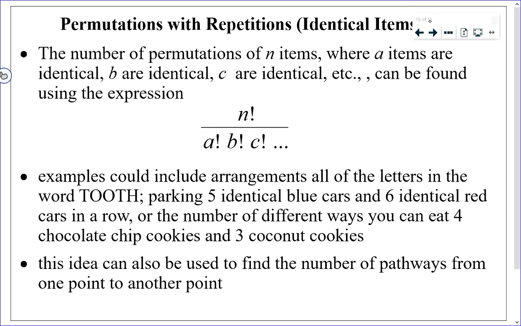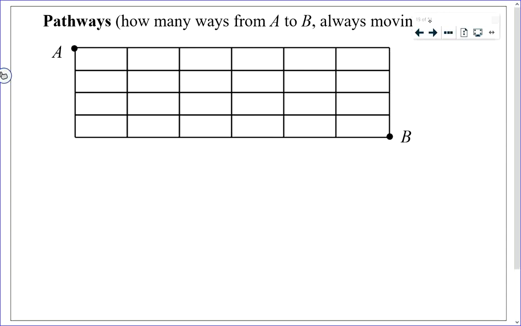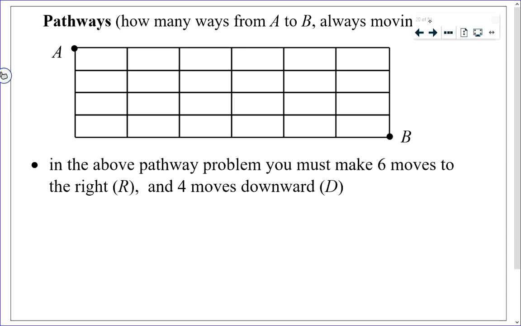This is a very useful idea to solve pathways problems. So if we take a look at the number of pathways from A to B, always moving closer to B. So I'm starting in the top left corner and I'm going to the bottom right corner. That must mean I have to make, and you can count the blocks here, 6 moves to the right, and I have to make 4 moves downward.